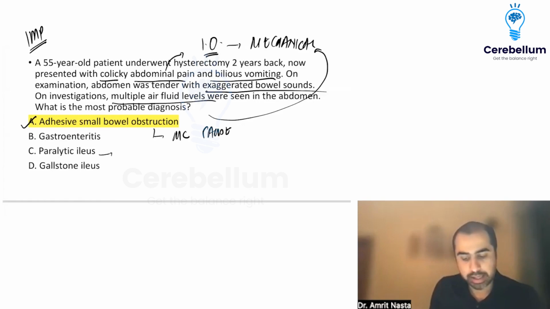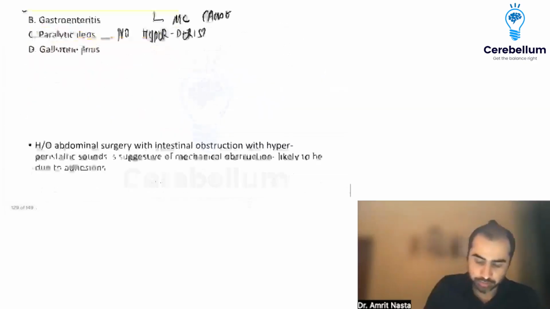In paralytic ileus, there will be no hyperperistaltic sounds. Bowel sounds will be absent. And it will not happen after 2 years. Okay, it will not happen after 2 years.